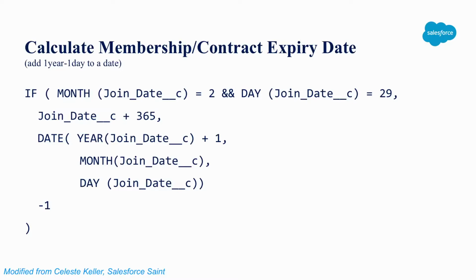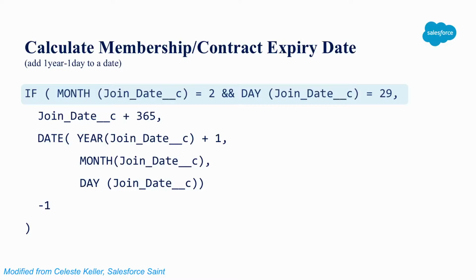We're going to do that plus 364 idea that we had in our example, right? Except we're going to do it right. So the idea is adding 1 year minus 1 day to a date. Right off the bat, on the first line, we're going to check if they joined on a leap day. So if the month of our join date is 2, and the day of our join date is 29.